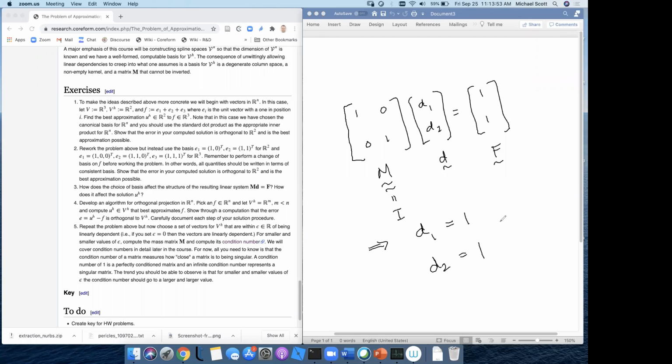So the solution U_H is the vector [1 1], which shouldn't be a surprise. That's the projection of, if you think about what we had here, we had this F, and we basically projected this guy. And it's 1 1, the components of that vector.